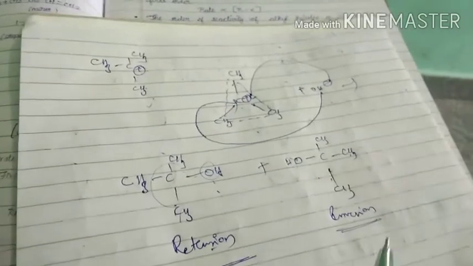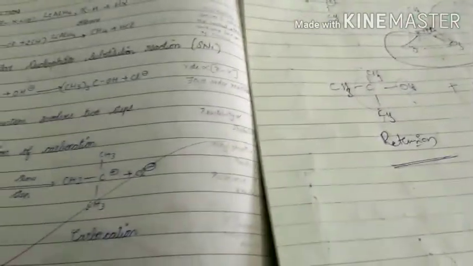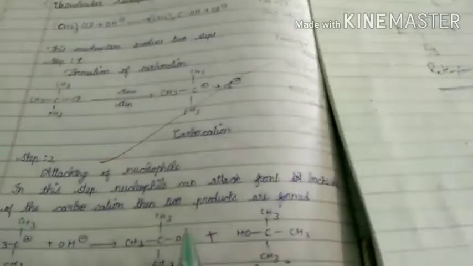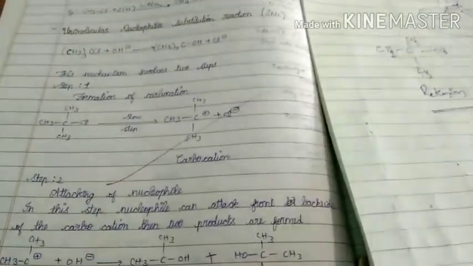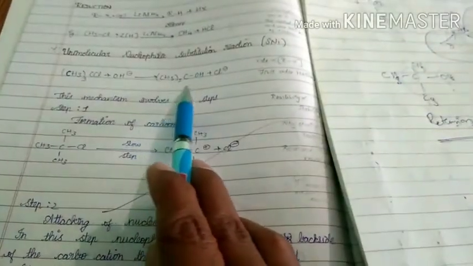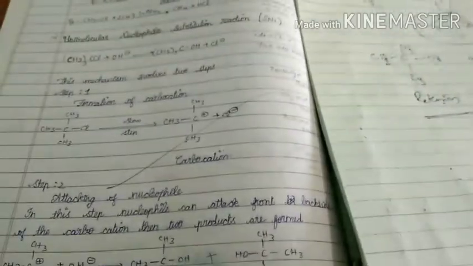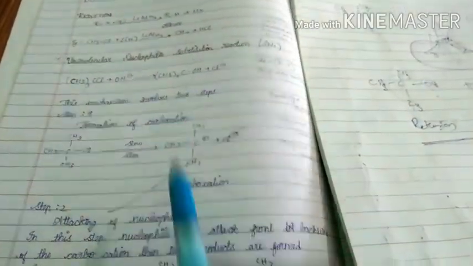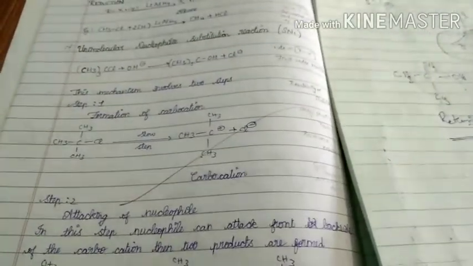Inversion means reverse. So what is the point here finally? In the SN1 mechanism, two possible products are formed. They are retention and inversion. Finally, alcohol will be formed. This is alcohol. Both have the same molecular formula, but the structures are different. That is why these are called isomers. Okay, that is a different point.